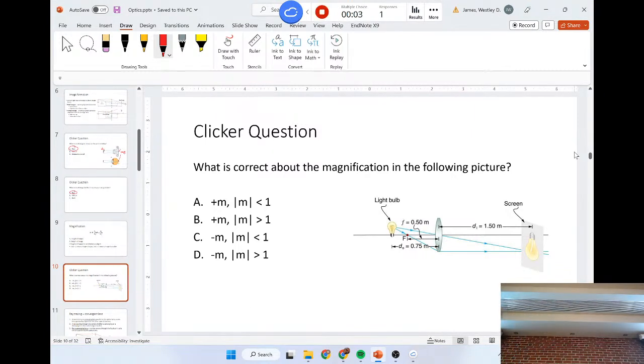All right, so is it positive magnification with absolute value less than 1? Is it positive magnification with absolute value greater than 1? Is it negative magnification with absolute value less than 1? Is it negative magnification with absolute value greater than 1? And to clarify in the picture, there's my object, it's small. There's my image, it's big.